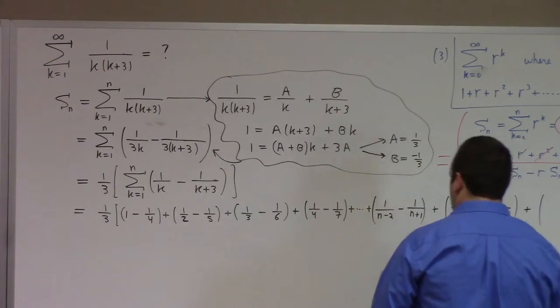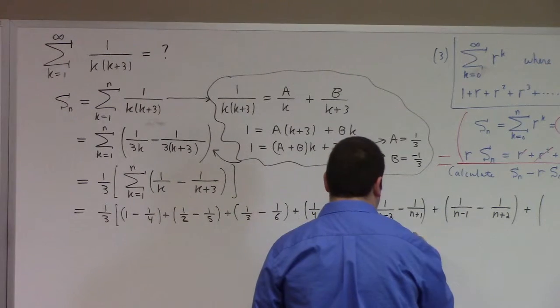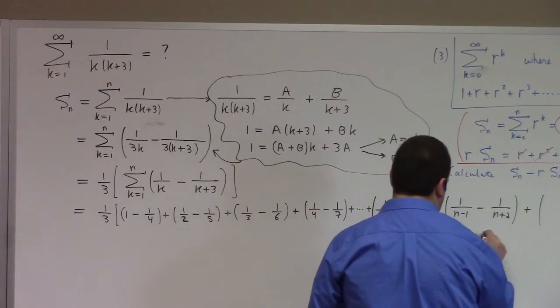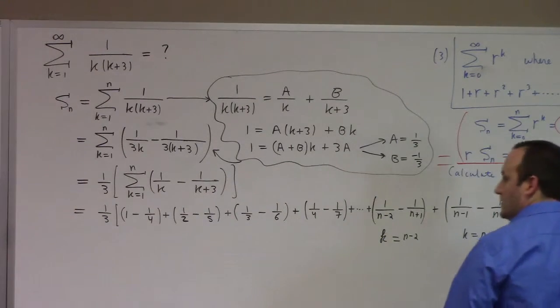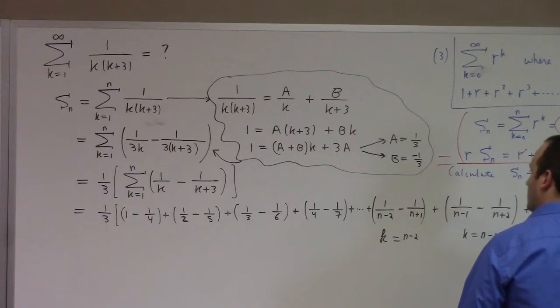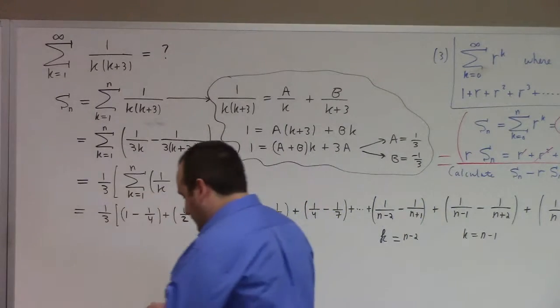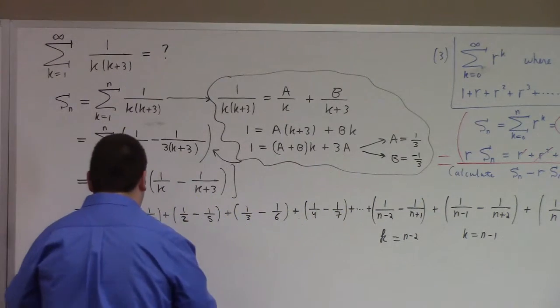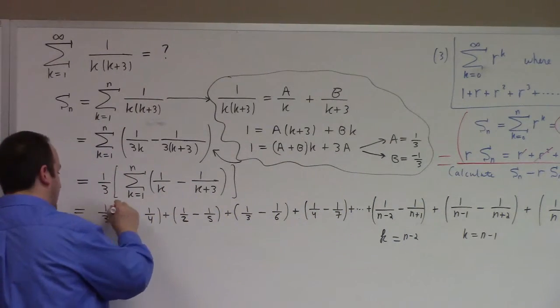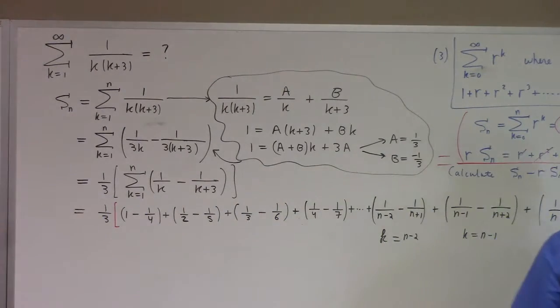Plus 1/(n minus 1) minus 1/(n plus 2), plus, let me tell you what this is. This was k equals n minus 2, right? This is k equals n minus 1. Where am I going to? All the way to n, right? 1/n minus 1/(n plus 3). That's the end of the line. Now, I usually put this on a couple of lines when writing it on paper. I can't usually fit this in one line. It's usually a two or three line deal.